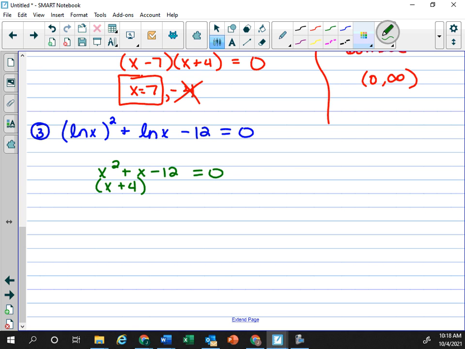Good. So this original one, it's the same idea, but instead of just x's, we have natural log of x. Okay, so what do you think this one is going to factor into? You knew it when I wrote it in green. It's the exact same idea, guys. What's it going to be? Natural log of x plus 4. Yes. Natural log of x minus 3. Exactly. That's it. You're just factoring.